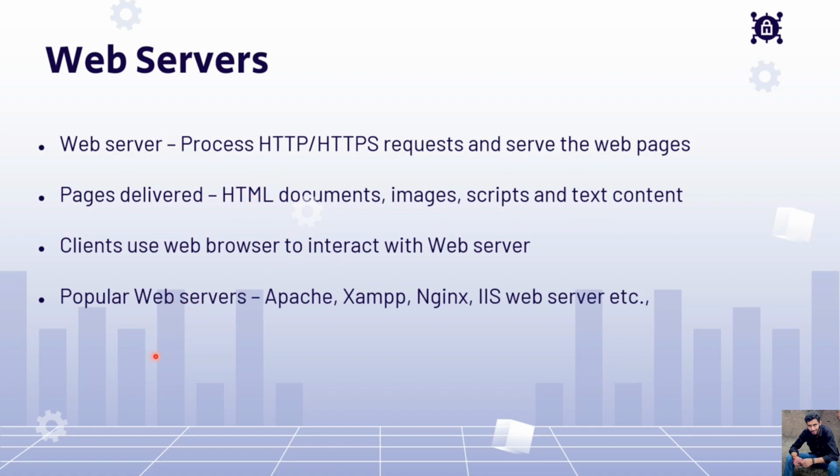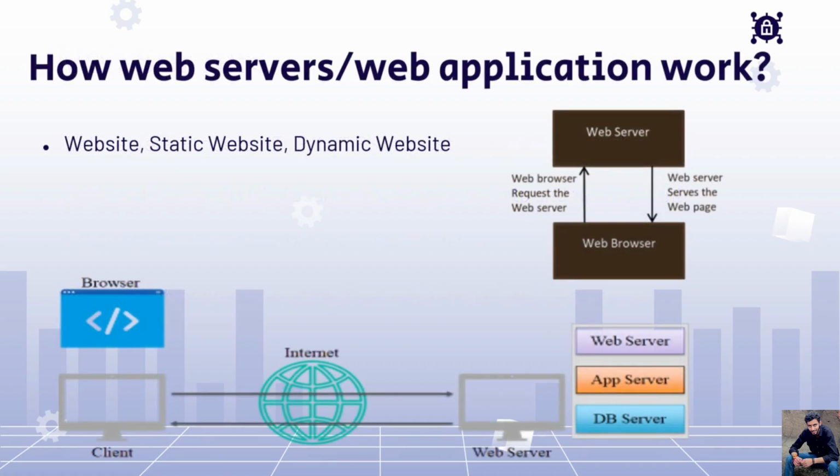There are popular web servers: Apache, Tomcat, and Nginx. These are the popular web servers used across the industry. How do web servers and web applications work? In simple terms, the web browser requests a web page and the web server serves it. You can see here the client connects to the web server.